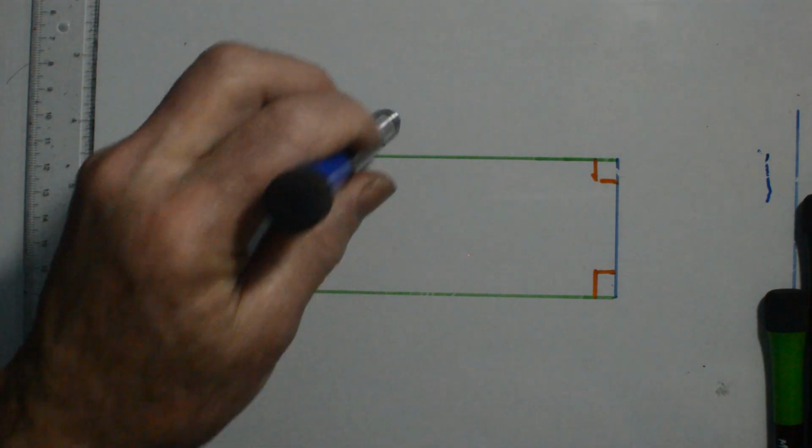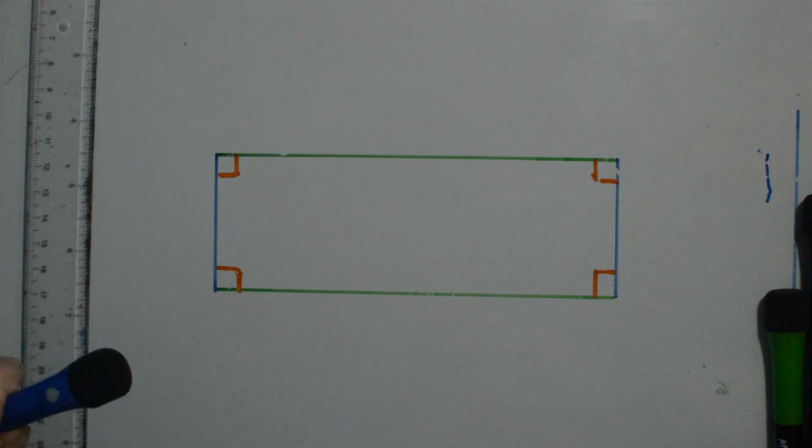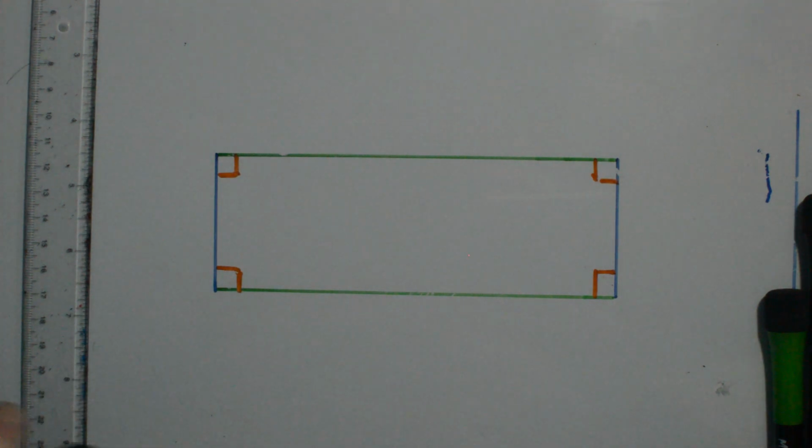The parallel lines, the lines of the rectangle, are the lines that you can produce a rectangle with. So lines that are parallel are lines in which you can construct a rectangle.